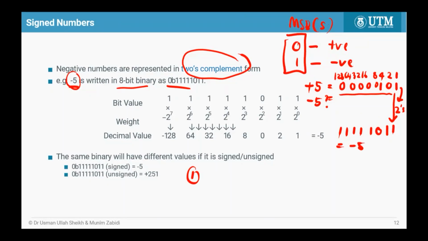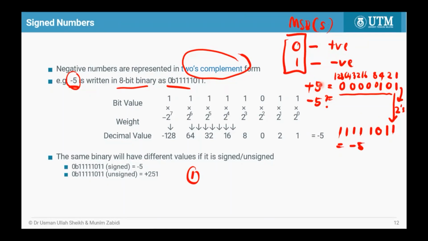So this is how to convert from a negative decimal and represent it in a binary number. First, you need to find out the binary representation for positive 5. After that, you do the second complement and you will get the negative value.